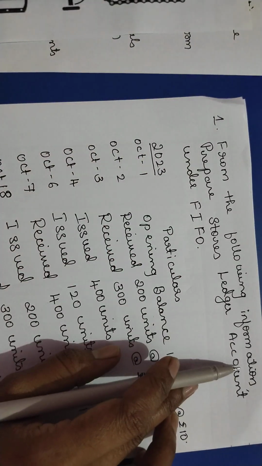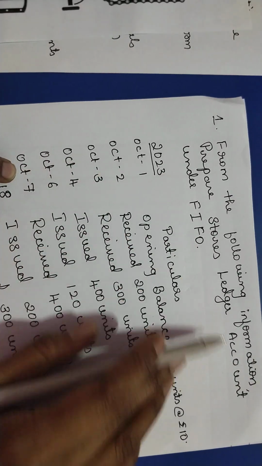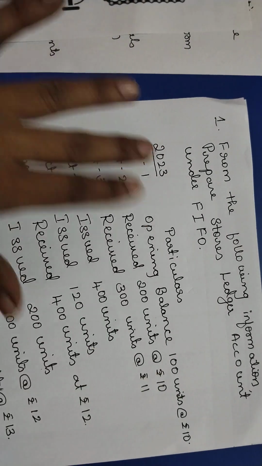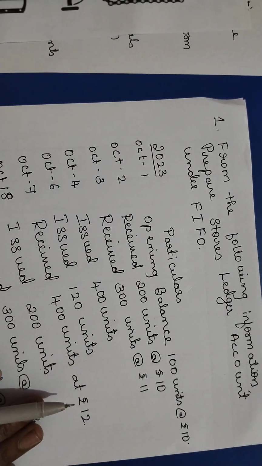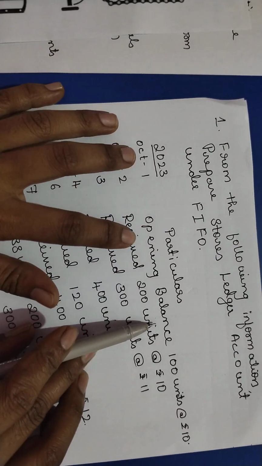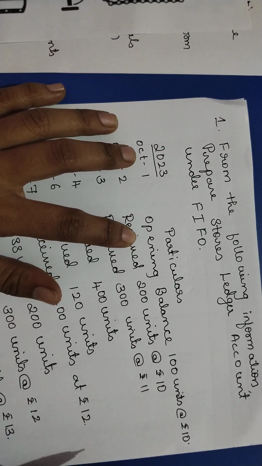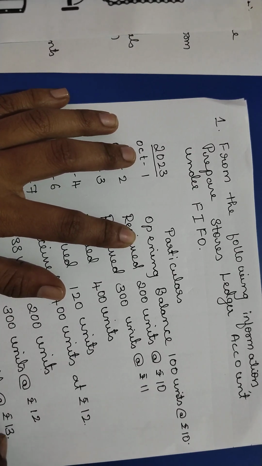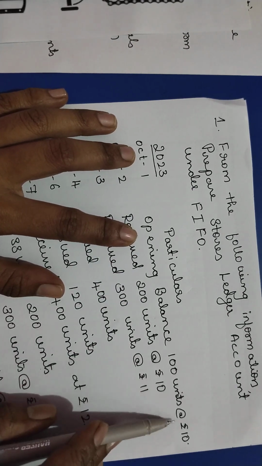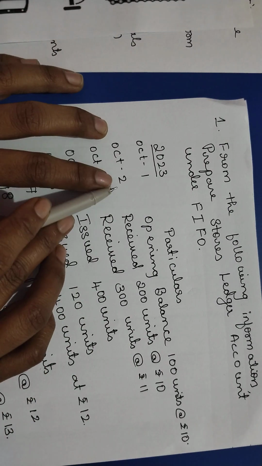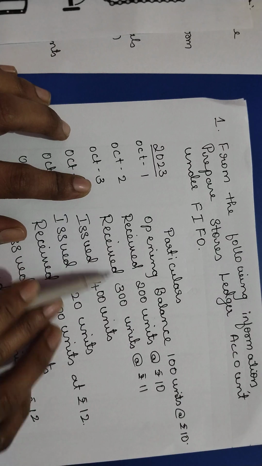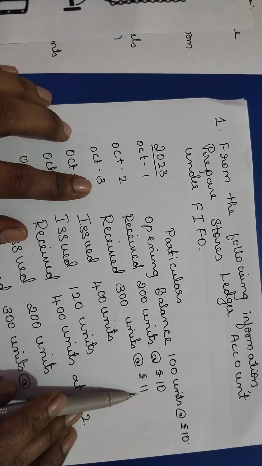From the following information, prepare store ledger account under FIFO. So, date, particulars, the transactions are given under particulars. 1st October, opening balance. Opening balance means whatever the previous month's closing balance is, that is called the next month's opening balance. 100 units at rupees 10 each. 2nd October, received 200 units at 10 each. 3rd, received 300 units at rupees 11 each.